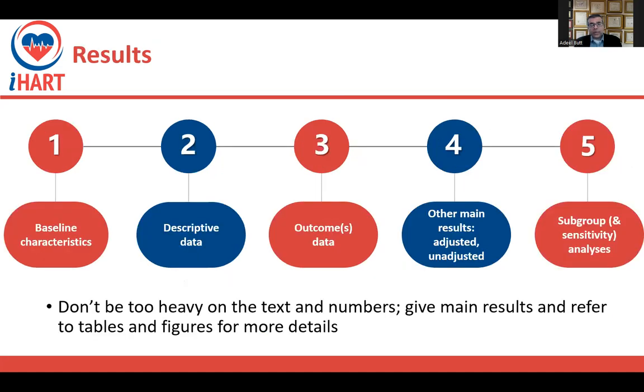Having explained how you did the study, you go into the results section, which is what you found. And here again, there are 5 main headings that I use, so that I don't miss anything out. I start with the baseline characteristics of the study population. I share the descriptive data initially, followed by what the outcomes of interest were.